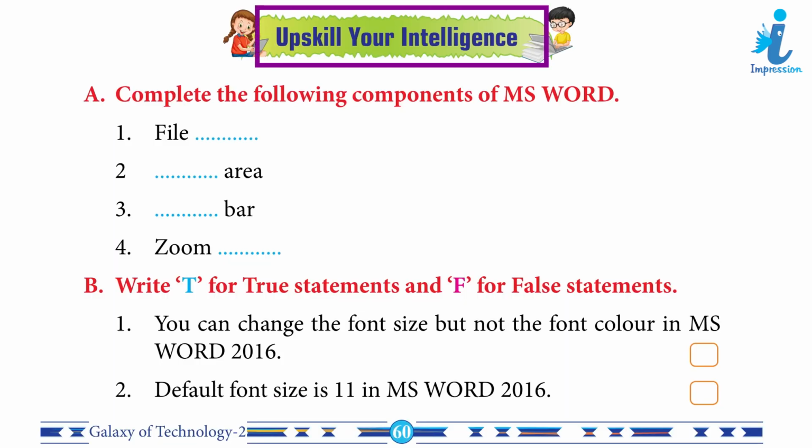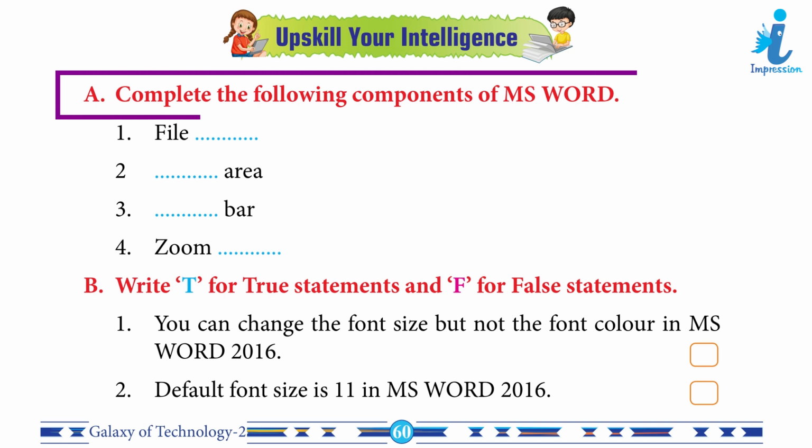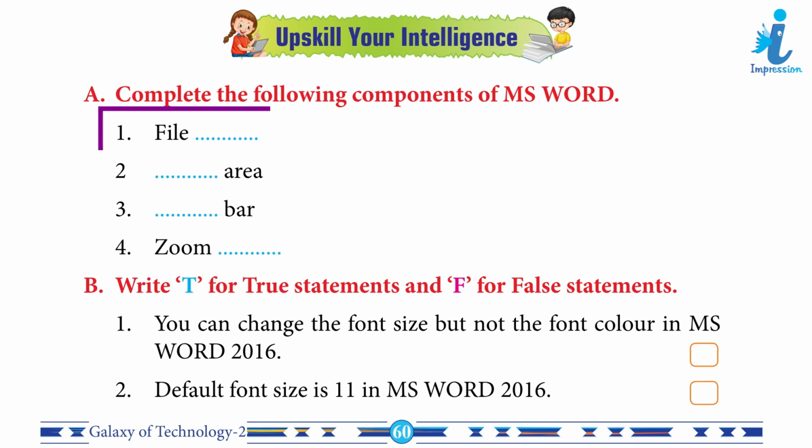Upskill your intelligence. A. Complete the following components of MS Word. 1. File dash. Answer: tab. 2. Dash area. Answer: document. 3. Dash bar. Answer: title. 4. Zoom dash. Answer: control.